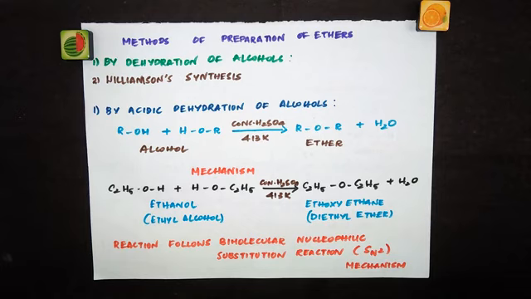We are going to follow just two methods to prepare ethers. First method, by dehydration of alcohols. The next one, Williamson synthesis. The first one, the dehydration of alcohols, we have already seen in the chemical properties of alcohols. We have seen hydration of alkenes to give alcohols, which we have learned in the preparation of alcohols.